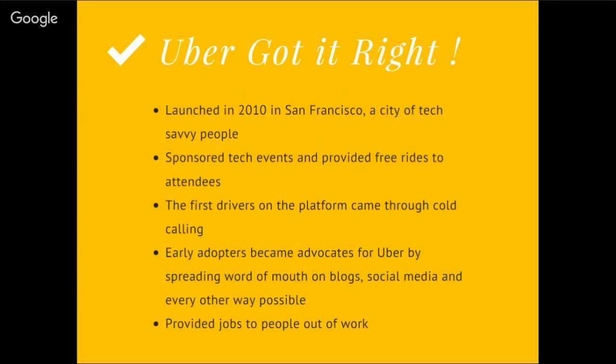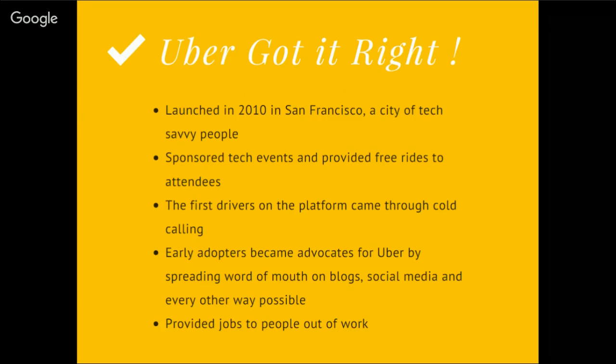So first of all, coming to how Uber got it right, a brief history of Uber: launched in 2010 in San Francisco, a city of tech-savvy people, which is also important because they were able to connect and test with people right away who were ready to use technology which was new in the market. They sponsored tech events and provided free rides to attendees. Again, they initially targeted tech-savvy early adopters through events where people who are already friendly to tech go in, and they were able to target them.